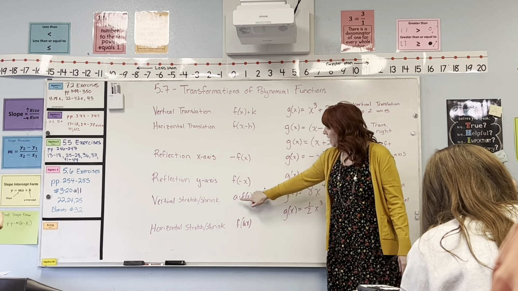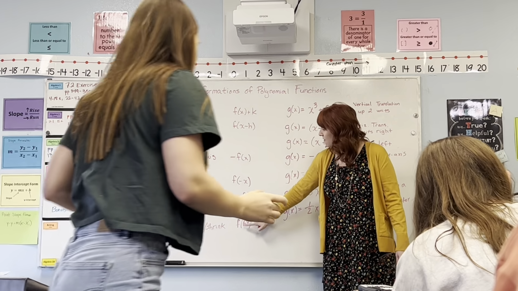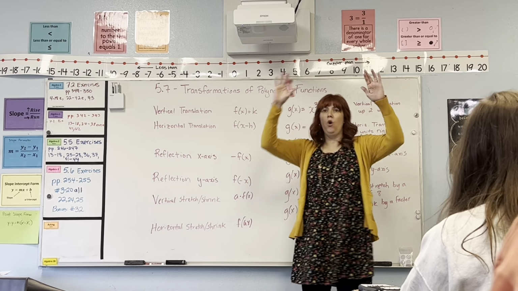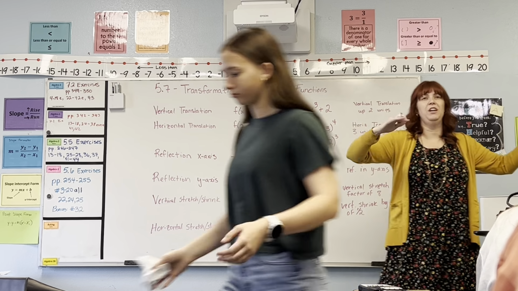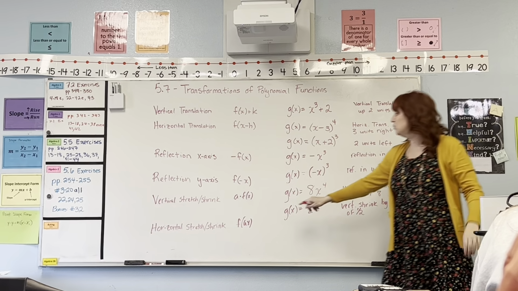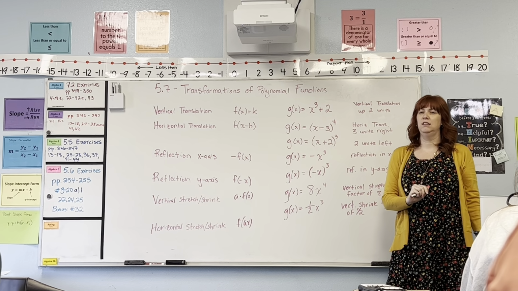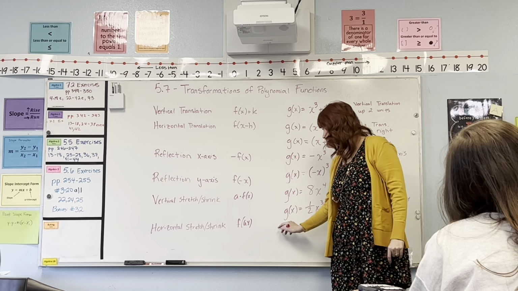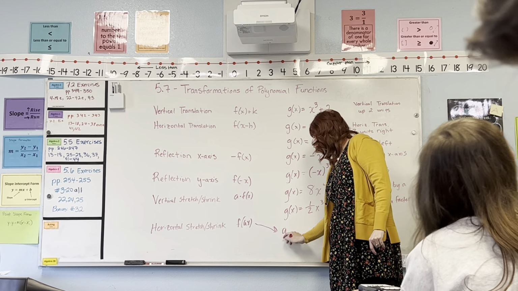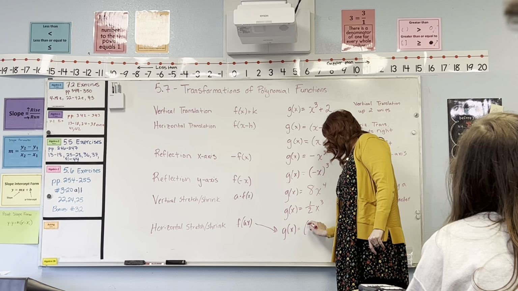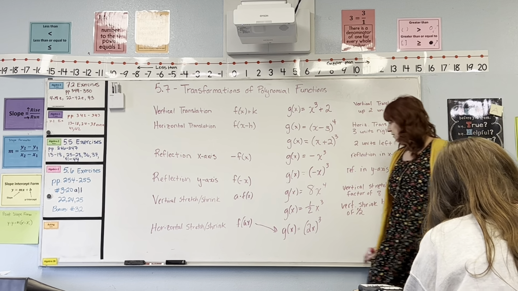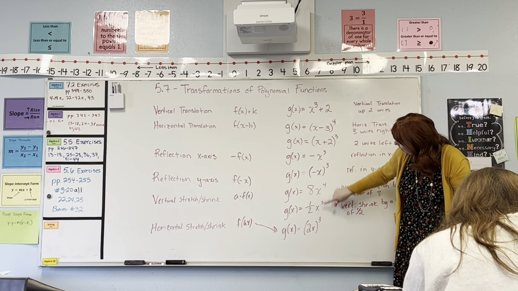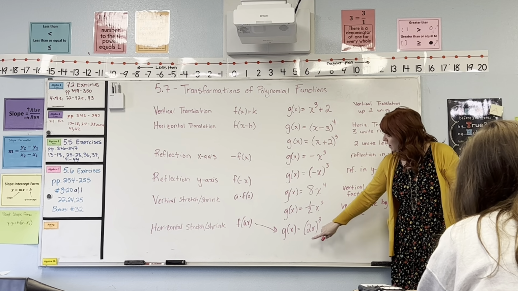So the difference between a times f of x and f of a times x: this a is multiplied by your whole equation, the whole thing. A times the whole thing. This one, it's just multiplied by the x. So if we have g of x, it's like 8 times parentheses 2x to the third. See, this 8 is multiplied by this whole thing. Here, the 2 is only multiplied by the x.